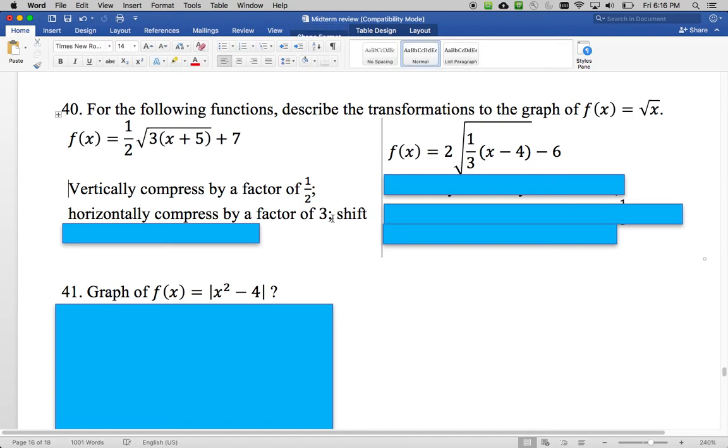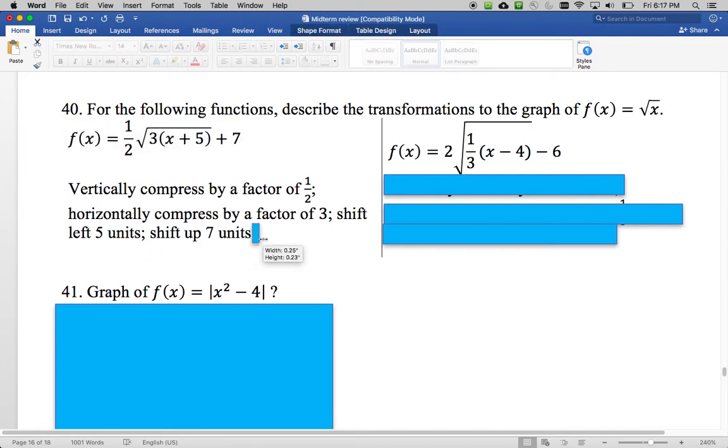So notice this is your B value here, and it's going to be a horizontal compression if it's greater than 1, and a horizontal stretch if it's a fraction or decimal. All right, so there's our horizontal compression, and then we are also shifting to the left 5 units and then up 7 units. Okay.